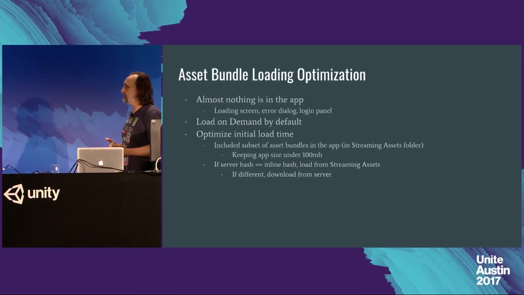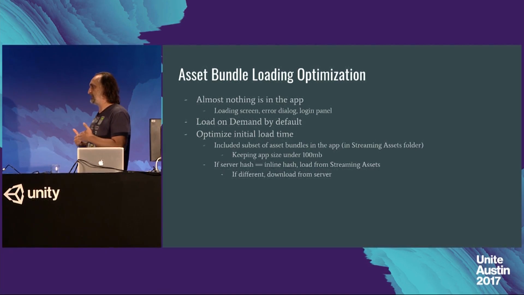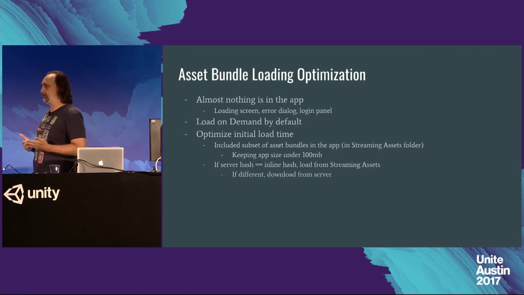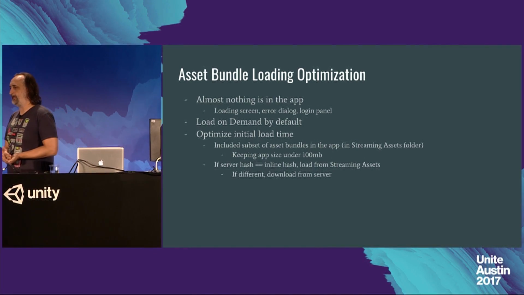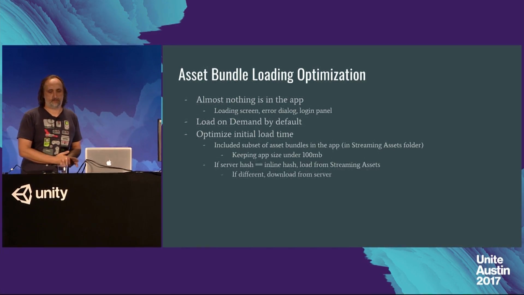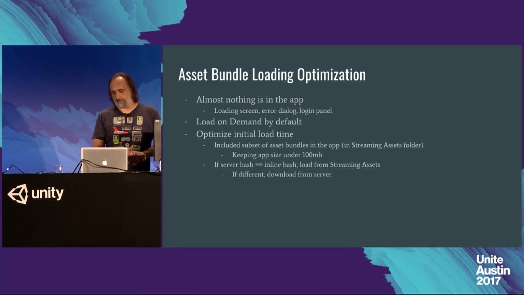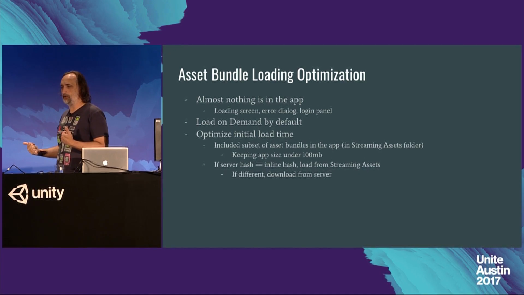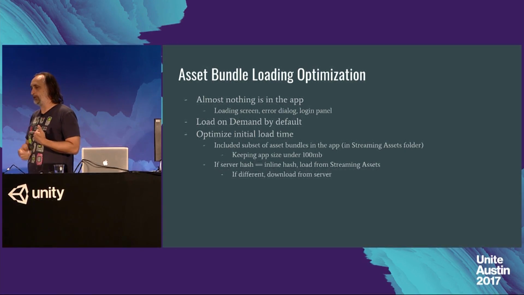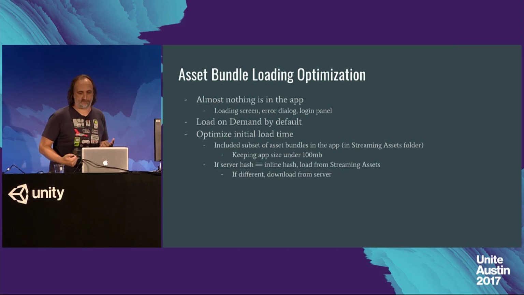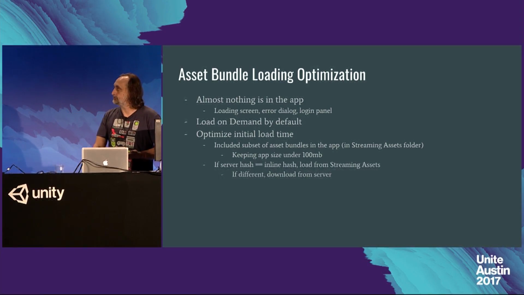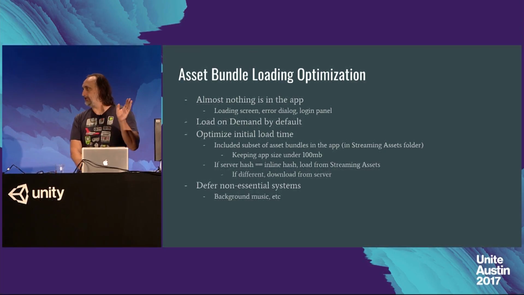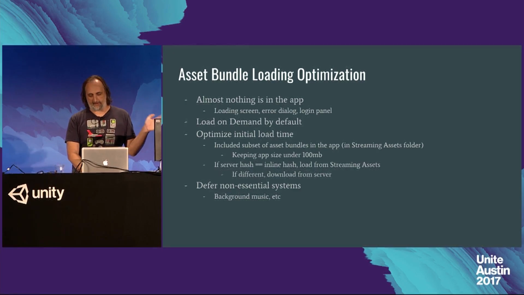So what we actually do is on iOS and Android, we look at what we have to load, and we bring some of those asset bundles and include them in the app so that that data is there ready to go. We do this on every build. And if the data that is on the server has a different hash, because we've updated or changed it, then we'll pull it from the server. But if the data is actually the same as what's on the server, we can just grab it from the streaming assets folder, and that improves our initial load time for first-time users. And then everything that we don't need to load right away is deferred, like background music, things like that.